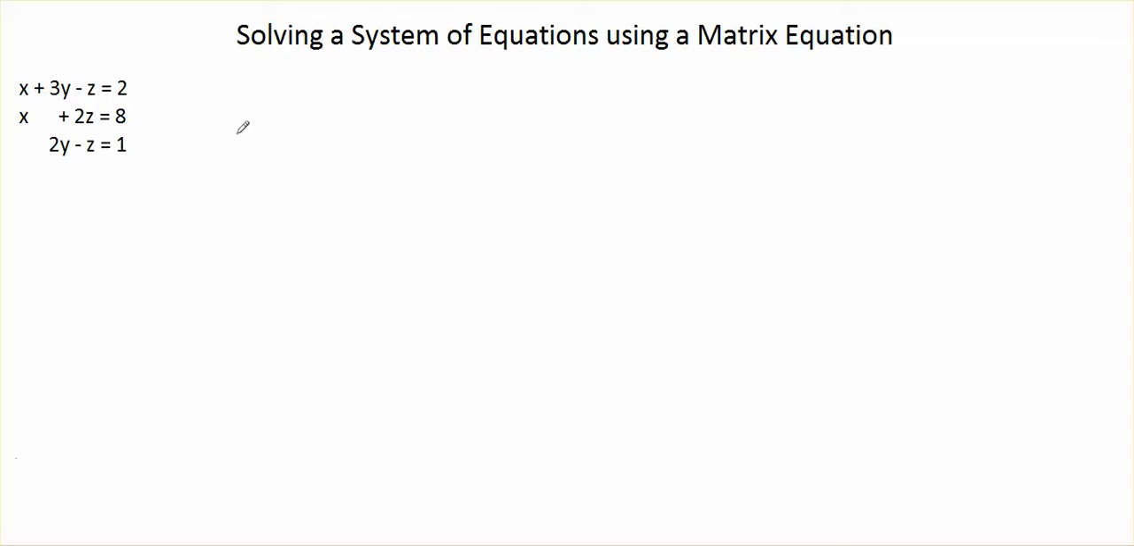In the last video of section 12-4, we're going to walk through how to solve a system of equations using a matrix equation when we have three variables. So again, the very first thing we need to do is set up a matrix equation. So the coefficient matrix are the numbers in front of our variables. And here we have a 1, a 3, and a -1.